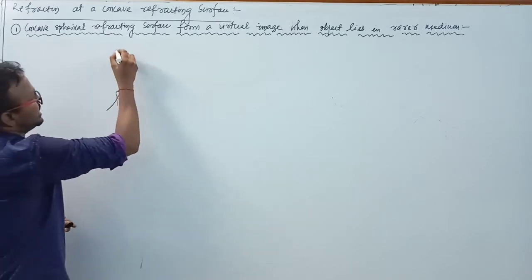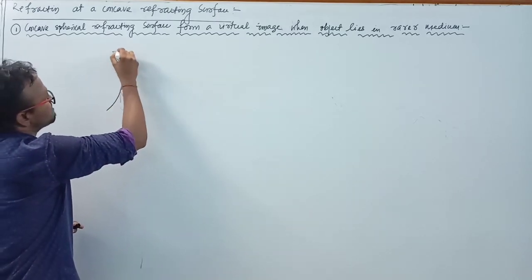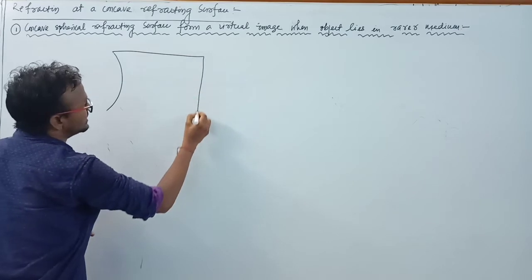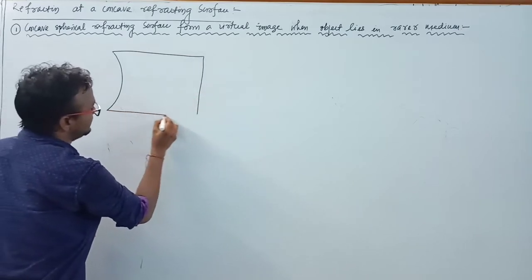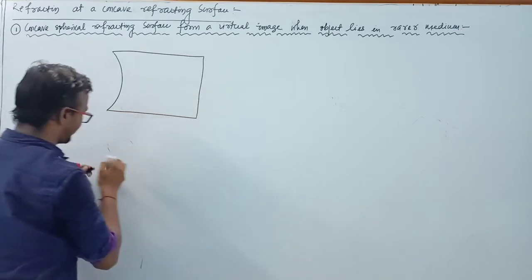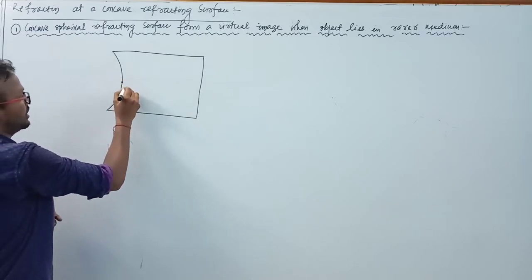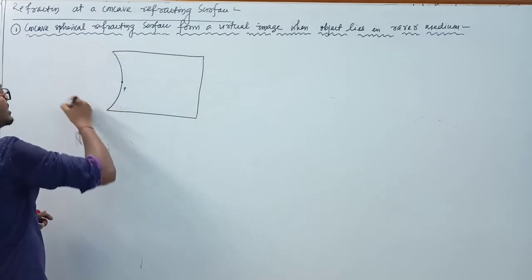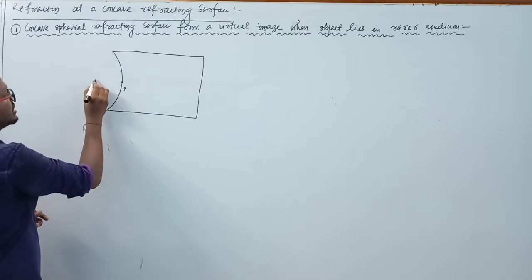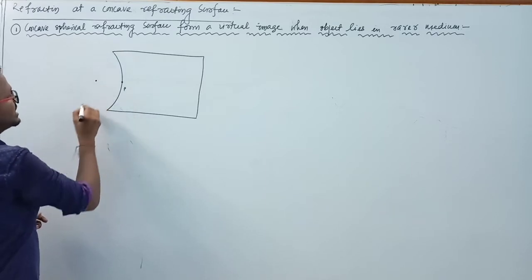This is a convex spherical refracting surface like this, and its aperture is very small. The center point of the aperture is known as the pole, and because it is a part of a sphere, this point is known as the center of curvature C.